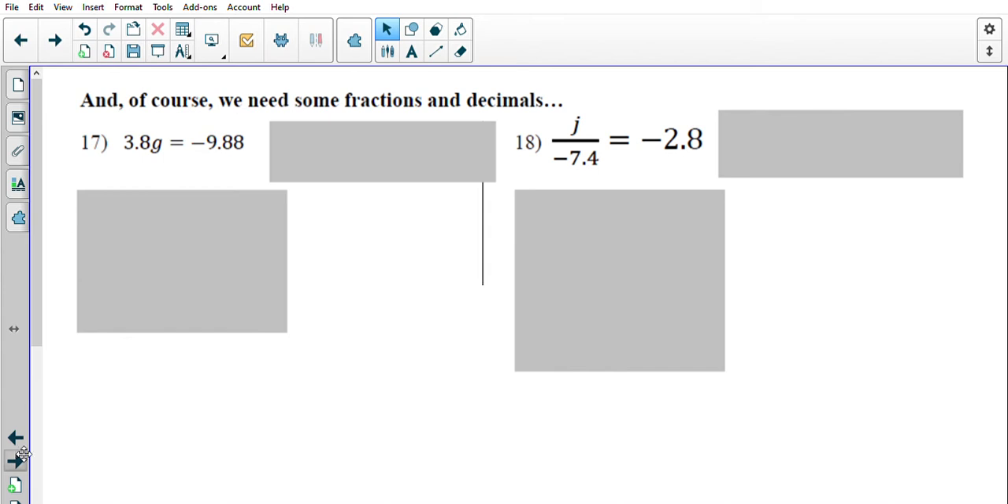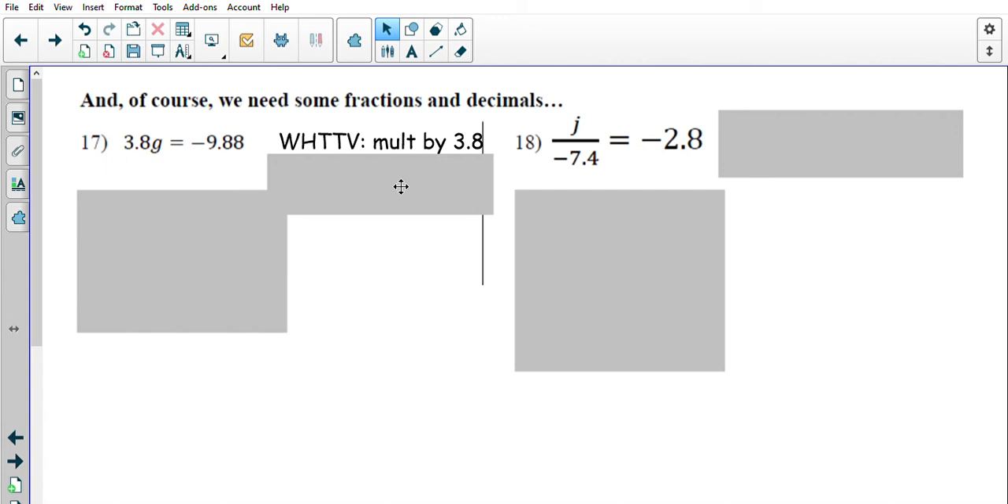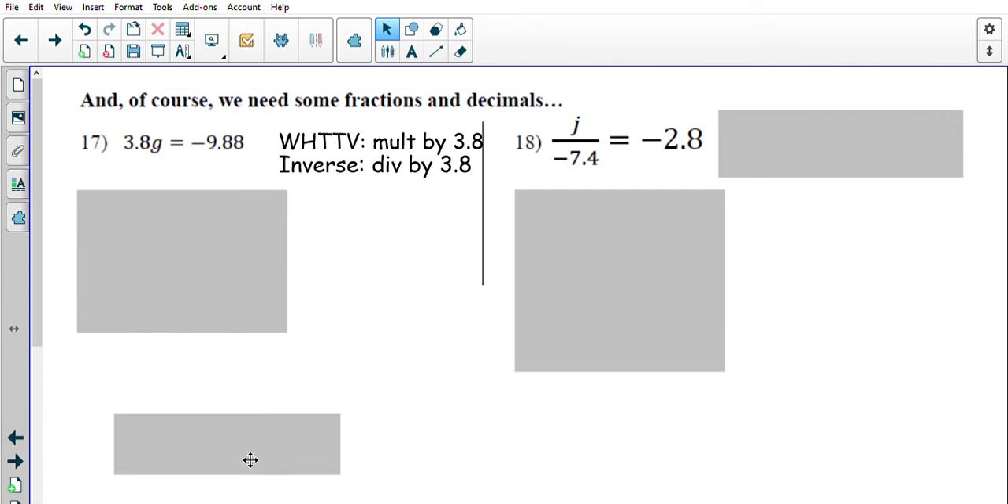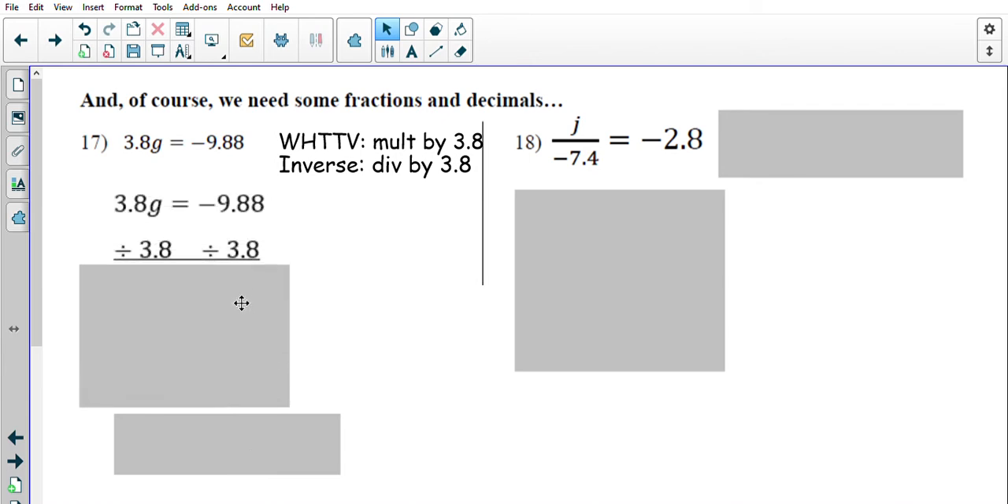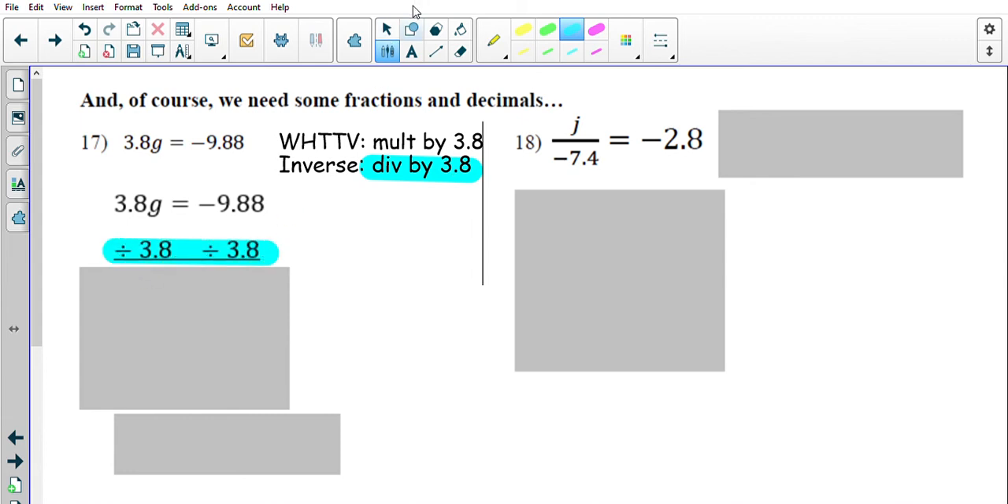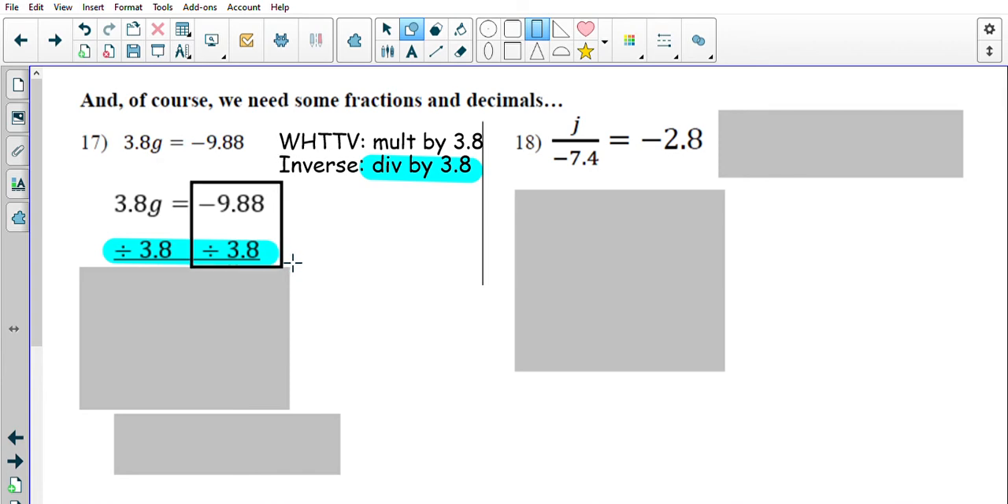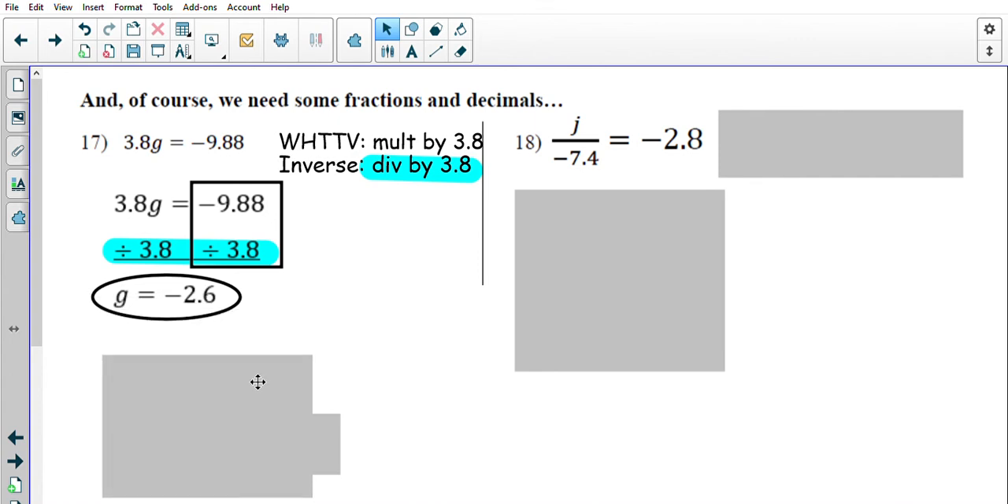So number 17, 3.8g equals -9.88. What's happening to the variable g? Well, we're multiplying by 3.8. What's the inverse of multiplying by 3.8? It's to divide by 3.8. Let's show that once on each side of our equation. So what are we going to plug into our calculators? Well, you're going to plug in -9.88 divided by 3.8. That's going to get us g equals -2.6.